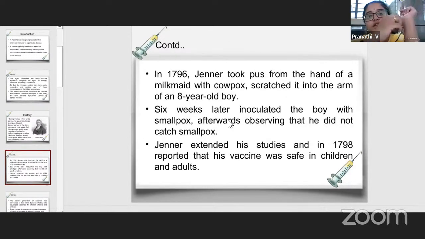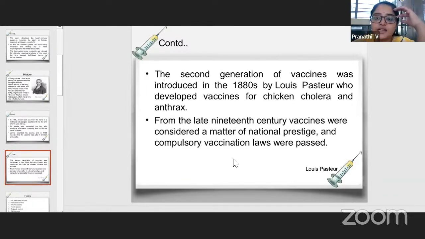Whoever had cowpox, he took that pus from the cowpox and put it into an 8-year-old boy. Then 6 weeks later, he took the smallpox scraping and injected it into the boy. So finally he saw that it was safe for both children and adults. That is how the vaccine was developed. Then in the 1880s, Louis Pasteur developed vaccines for chicken cholera as well as anthrax. By the 19th century, vaccines were very famous.